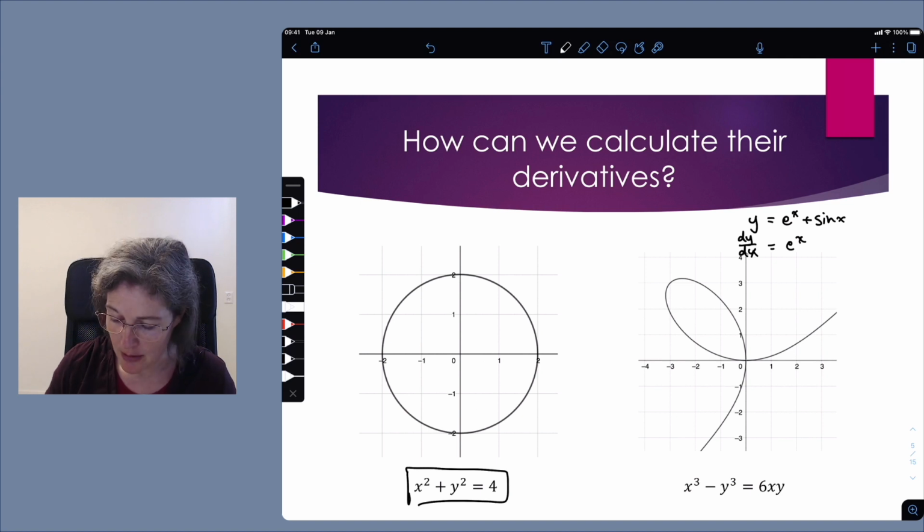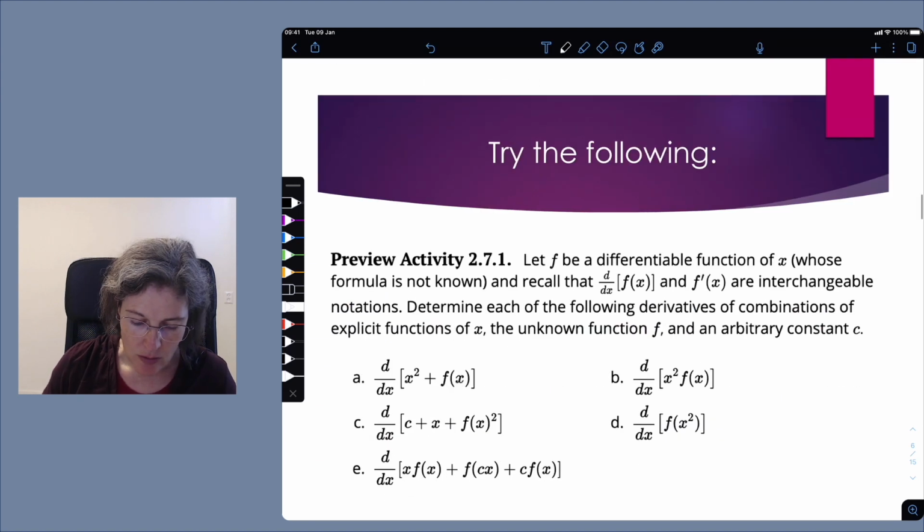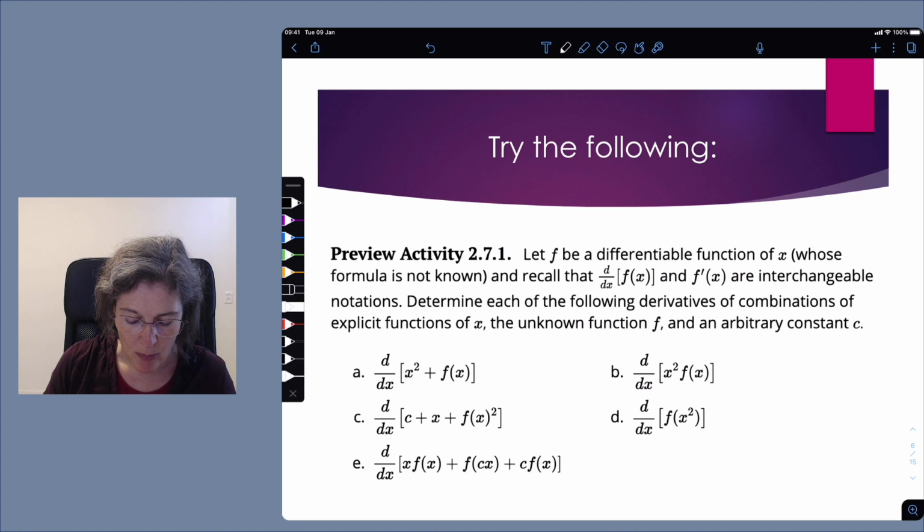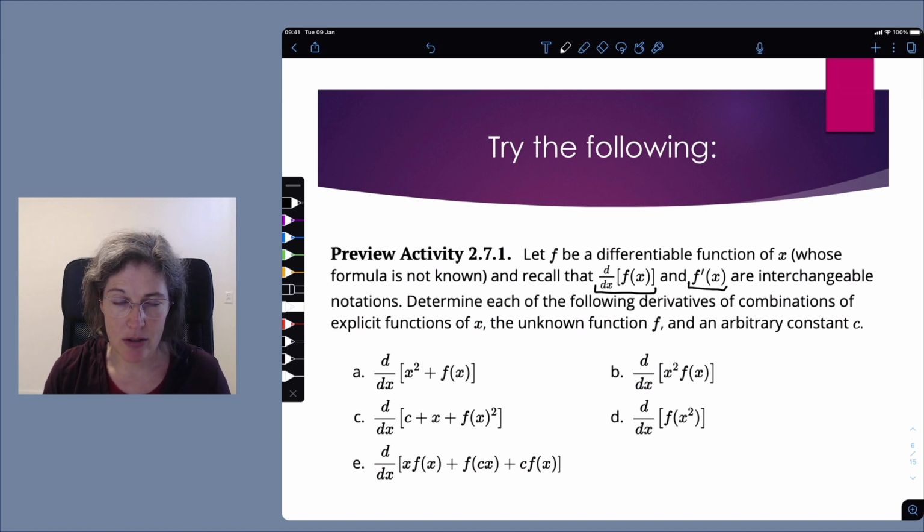Okay, well, let's do a preliminary exercise that's going to lead us to where we need to go. So here we've got a bunch of problems where we've got some function f. I don't know what it is. We just know that it's differentiable. So remember that saying dy dx of f of x is the same as just writing f prime of x. So if you want to tell someone that you want the derivative of f, you just write f prime of x.